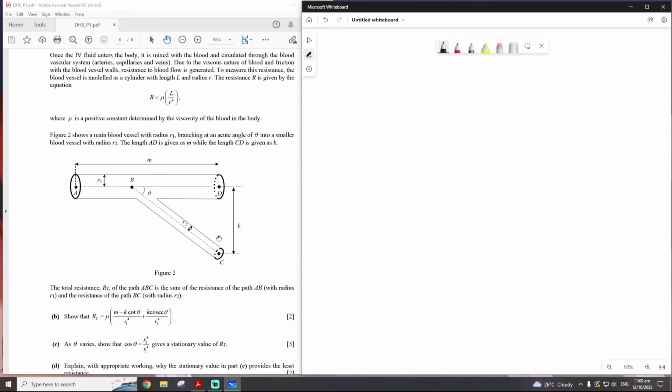So now we have a different diagram. Once the IV fluid enters the body, we have this resistance kind of thing. Total resistance is the sum of the resistance of the two paths. So for 11 part B, we need to show this thing. 11 part B. Okay.